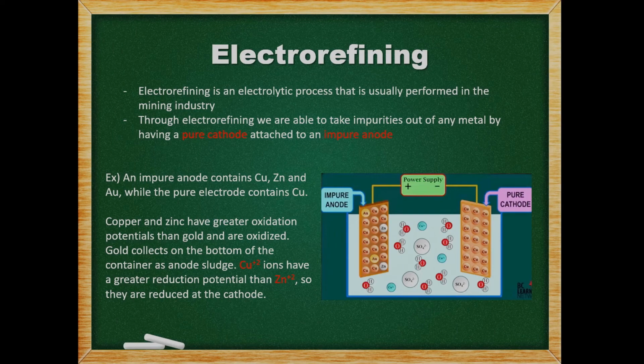Electrorefining is an electrolytic process that is usually performed in the mining industry. Through electrorefining, we can take impurities out of a metal by having a pure cathode attached to an impure anode. In this diagram, an impure anode contains copper, zinc, and gold, while the pure cathode is made up of only copper. Copper and zinc, which have greater oxidation potentials than gold, are oxidized. Gold will not be oxidized and will collect on the bottom of the container as anode sludge. Since copper(II) ions have a greater reduction potential than zinc ions, they will be reduced at the cathode.